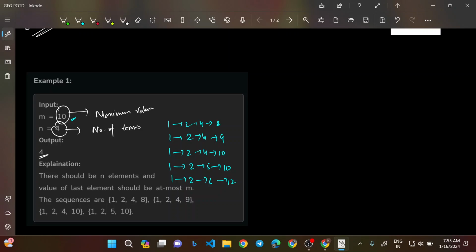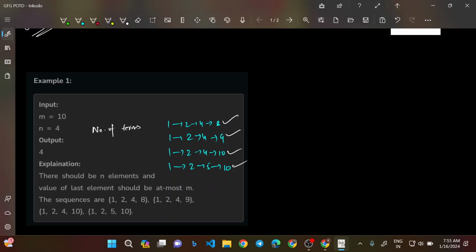So if you are going to put 6 here, then the next term should be 12, because you need to make the number of terms 4. Terms must be there in the sequence that you're making. So after 6 you'll be putting 12, but 12 is not valid, so that is also not possible. So this ends our combinations. First combination, second, third and fourth, total 4. That is the reason the answer is 4. I hope you have understood how we got this 4.